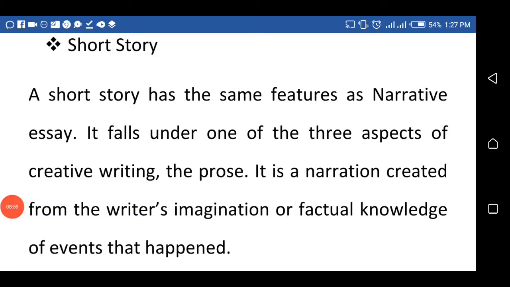Now, short story. A short story has the same features as a narrative essay. It falls under one of the three aspects of creative writing, the prose. It is a narration created from the writer's imagination or factual knowledge of events that happened.